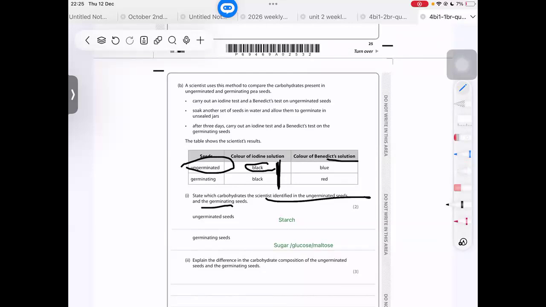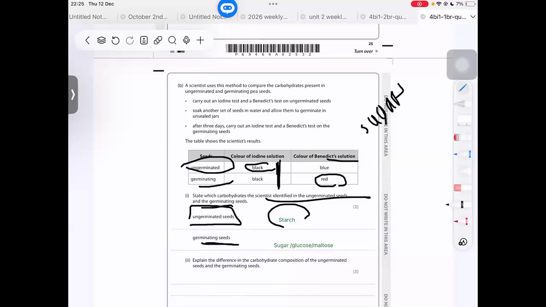But if you take the glucose, or the sugars, right? If sugars are present, the Benedict solution will turn red. So you can see sugars are only present in the germinating seeds. So ungerminated seeds, what is the carbohydrate that they have? They have starch.